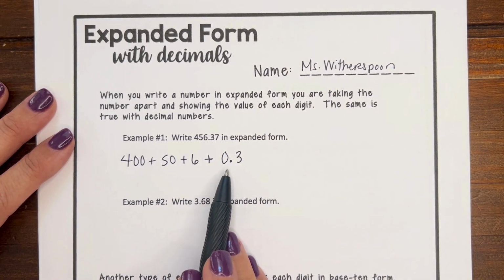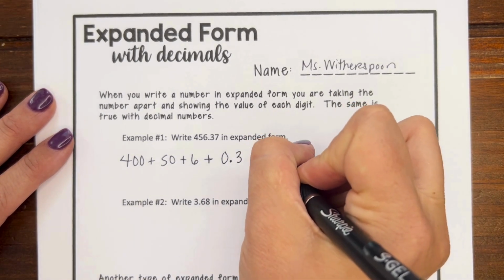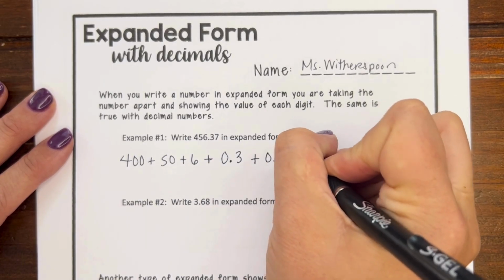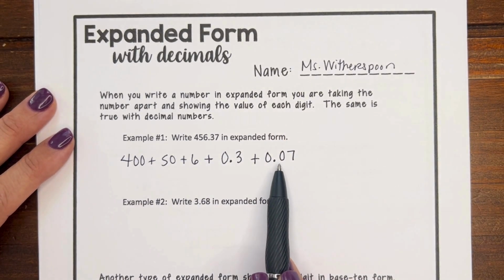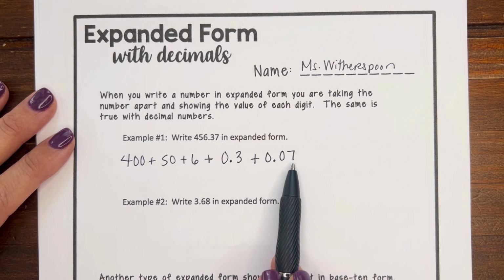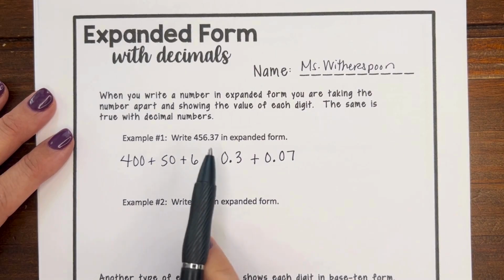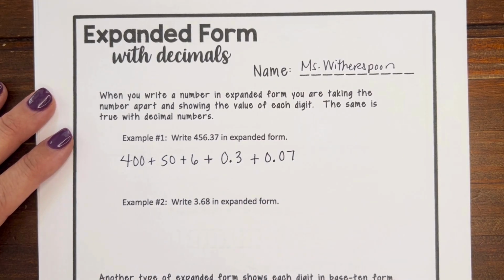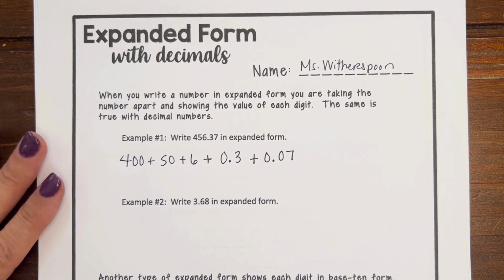So we have plus 3/10 plus 7/100. And we also want to make sure we have that 0 there in the tenths place to push this 7 into its correct place value, which is the hundredths place. Altogether, this brings me to 456 and 37/100.